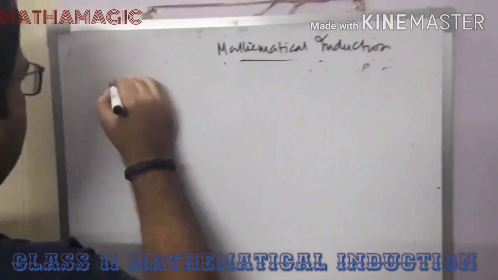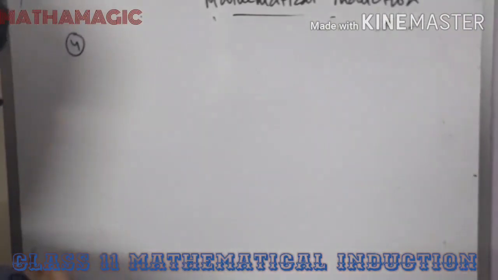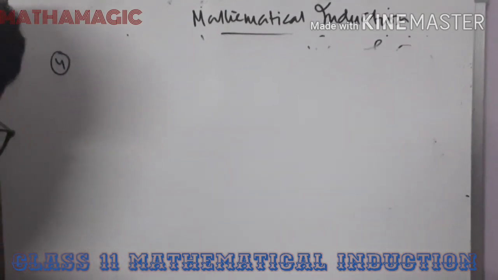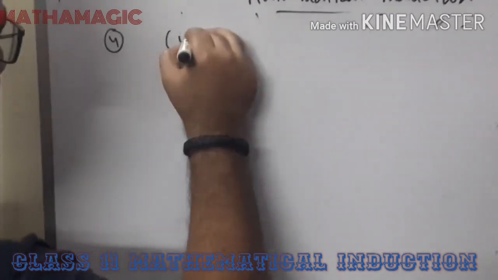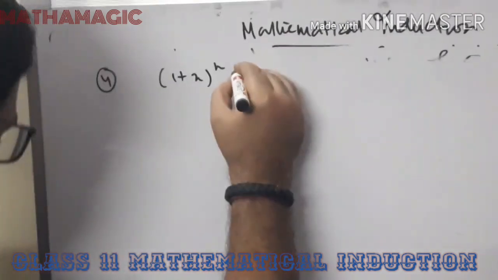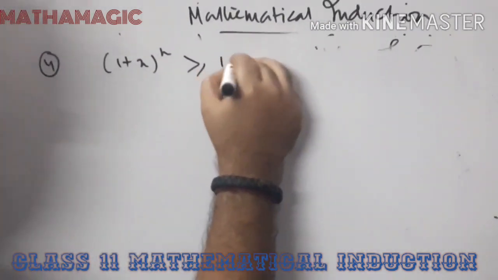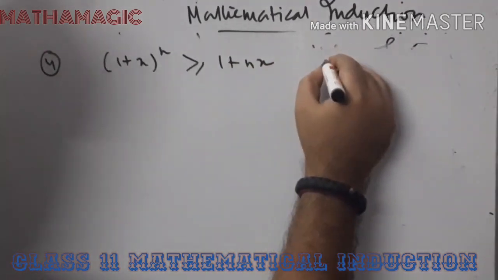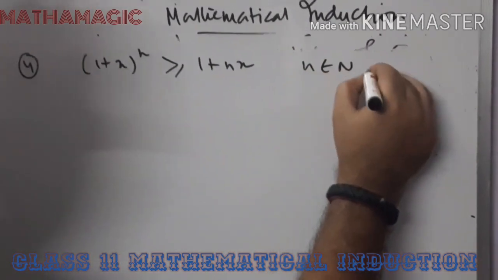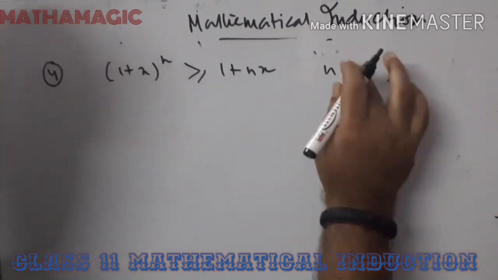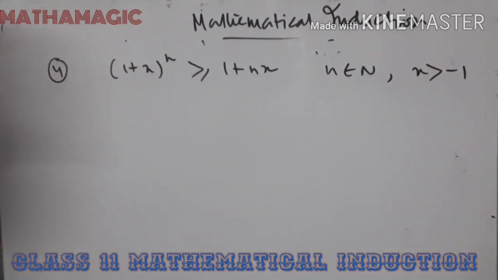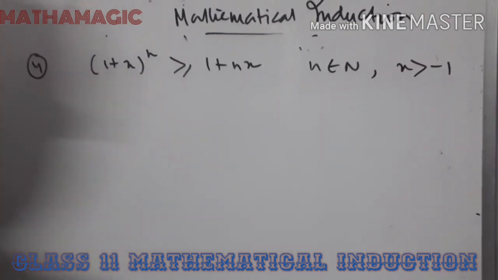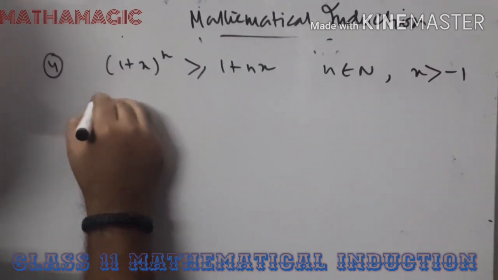Now for the last problem, we'll take one inequality. By mathematical induction, prove the inequality: 1 plus x whole to the power n is greater than or equal to 1 plus nx, where n belongs to capital N, that means the set of natural numbers, and x is greater than minus 1. Now the steps remain the same.